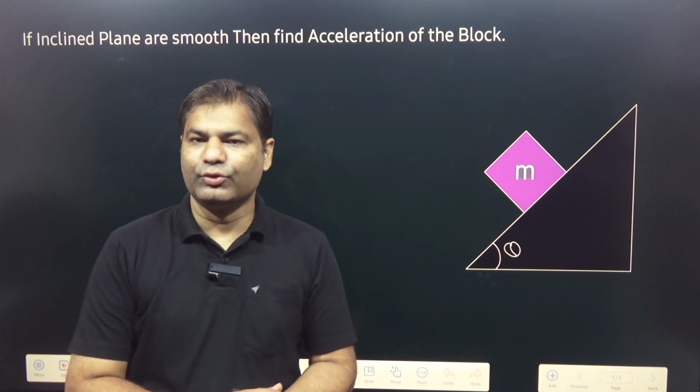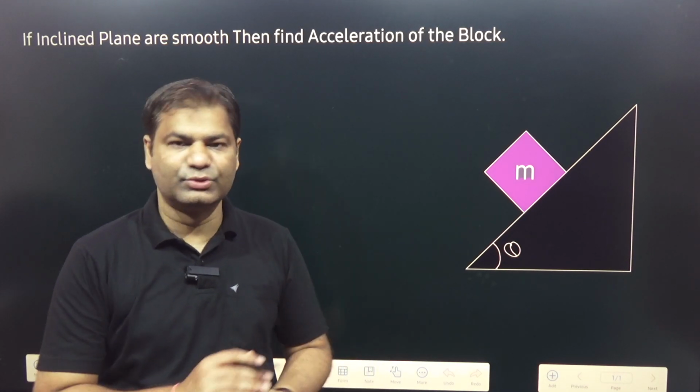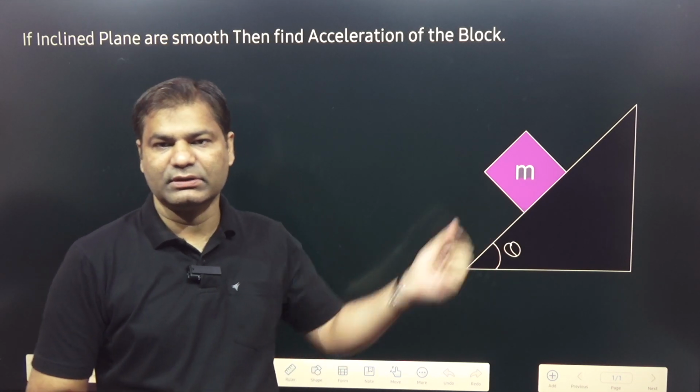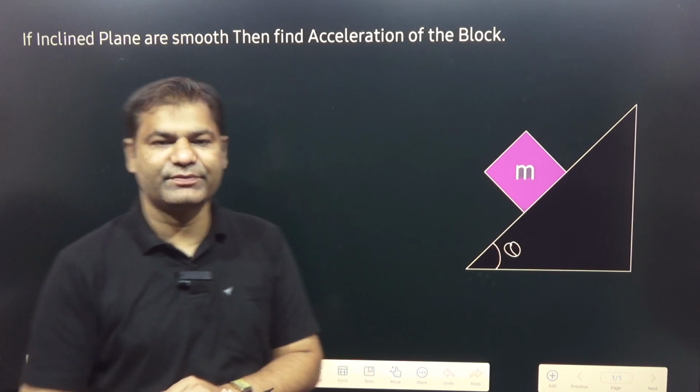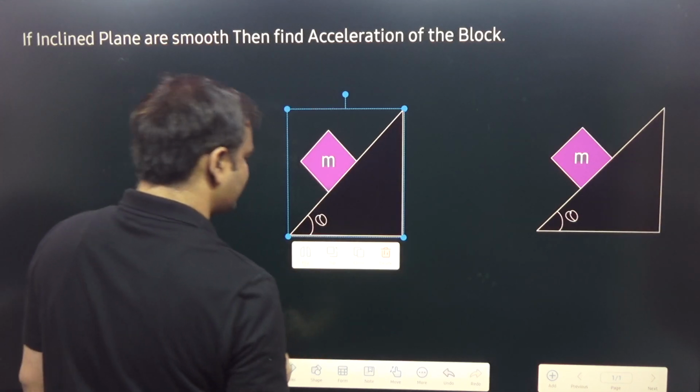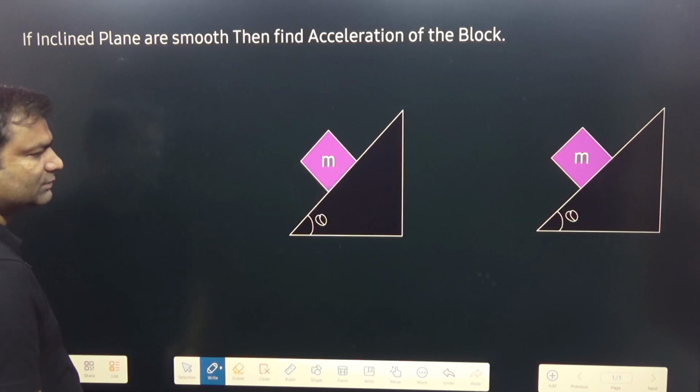Now, our motto: if the inclined plane surface is smooth, then our motto is to determine the acceleration of this block. How can it be determined? First of all, look here. First of all, make a free body diagram of that block.